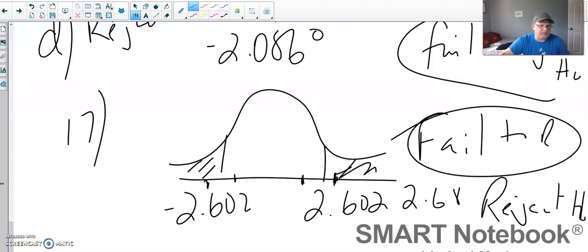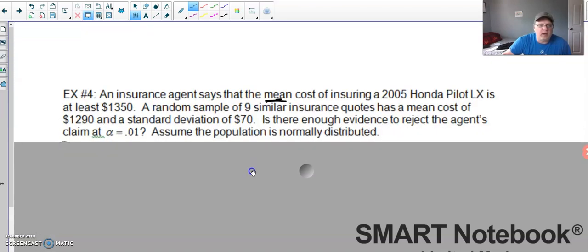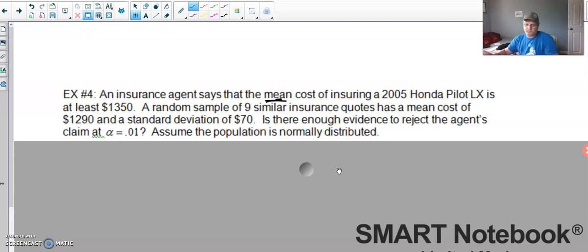So here are the notes. Here's the 5-step process that I'll go over with you. Here's your insurance agent: the mean cost of insuring your Honda Pilot is at least, so here's your claim, talking about a mean. Random sample 9, there's your 9. It's less than 30, you know it's a T. You got a mean cost of $12.90 and a standard deviation of 70 bucks. Level of significance 0.01.